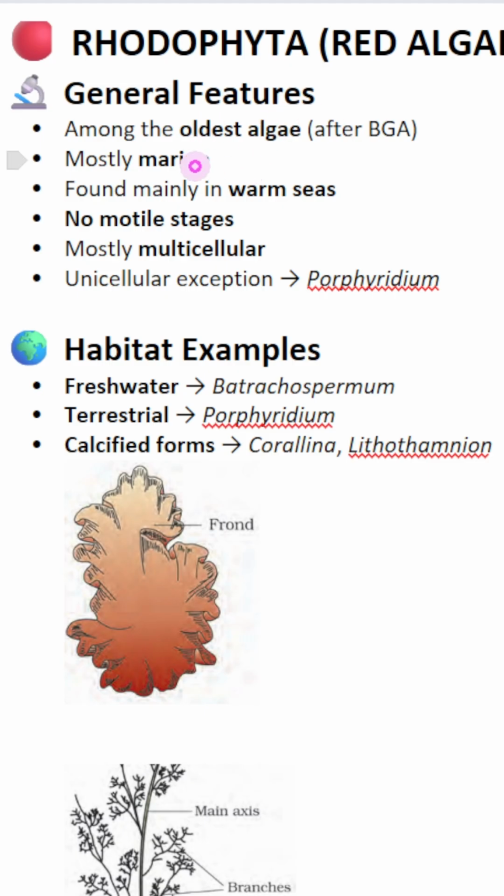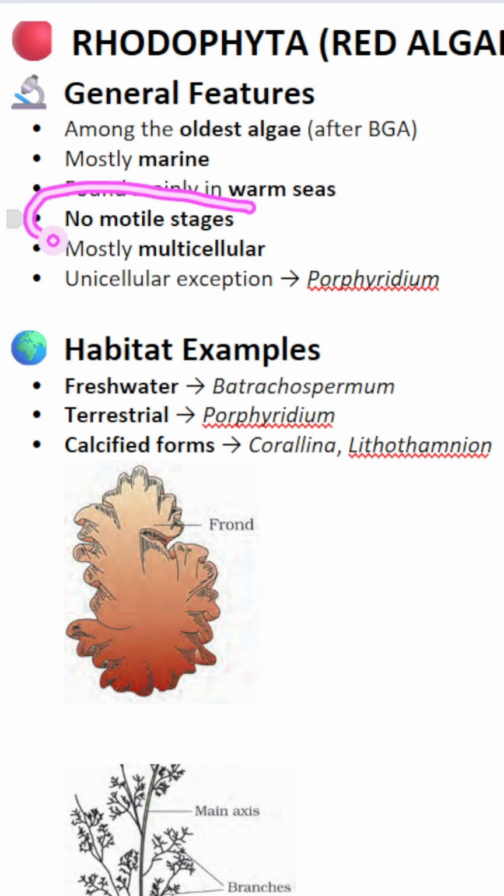So the general feature is that it is the oldest algae after BGA. This means it is the first algae after BGA. And they are mostly marine. They are mostly found in warm seas and warm marine water.